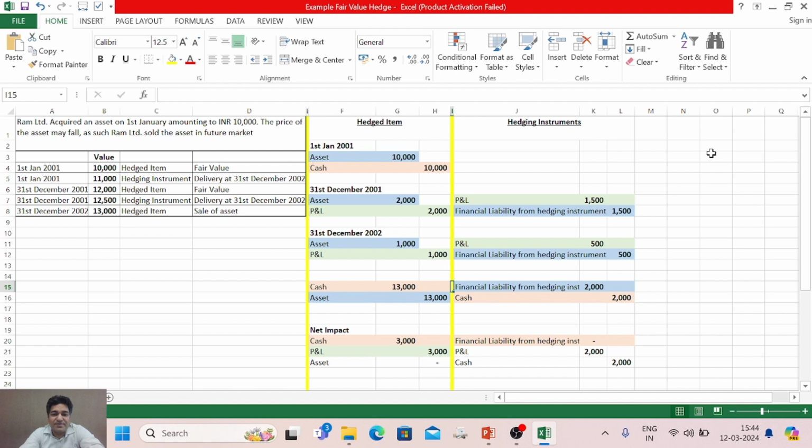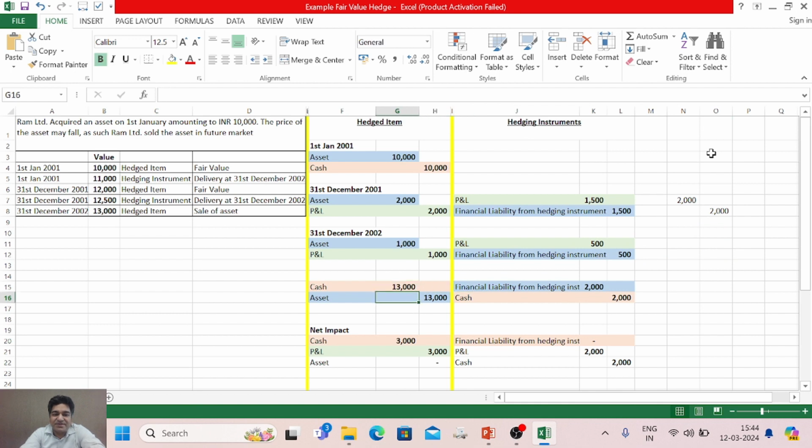On the hedging instrument, what we have seen is there was a profit and loss account debited with 1,500, and then there was a profit and loss account debited with 500. So my cumulative loss in the profit and loss account was 2,000 rupees. Similarly, my financial liability was credited by 1,500 and by 500 on different dates. So there was a cumulative amount of 2,000 rupees, that is financial liability from hedging instruments.